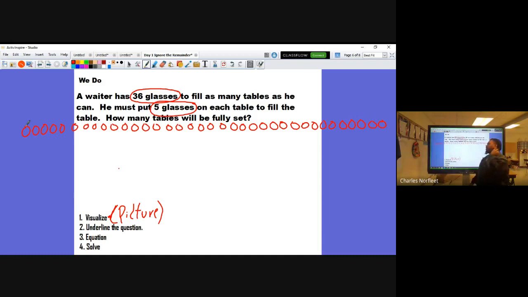All right. So, Mr. Julio, you said I need to put 5 glasses on each table. So the first thing I'm going to do, I'm going to draw one table, right? And then I'm going to put 1, 2, 3, 4, 5 glasses on it. After I draw my 5 glasses on the table, how many glasses do I need to cross out, Julio?